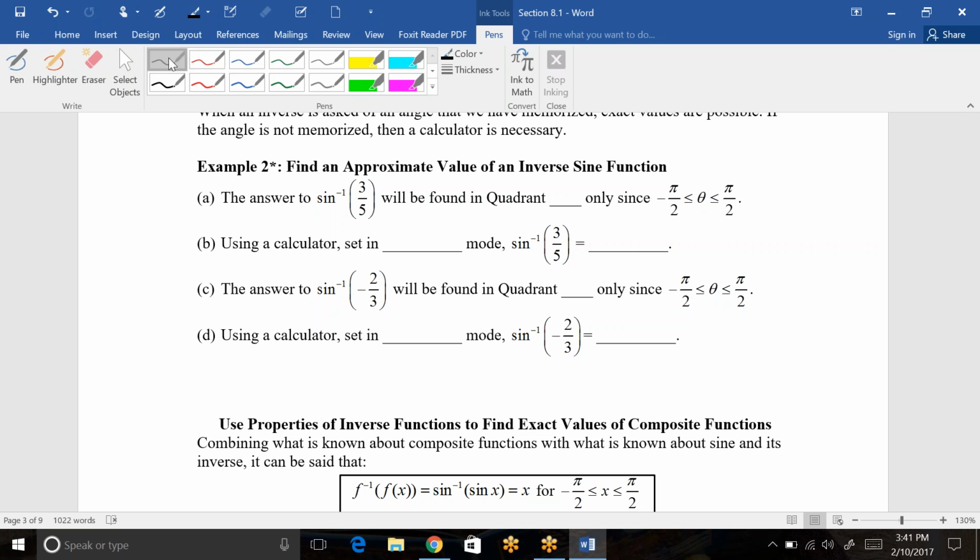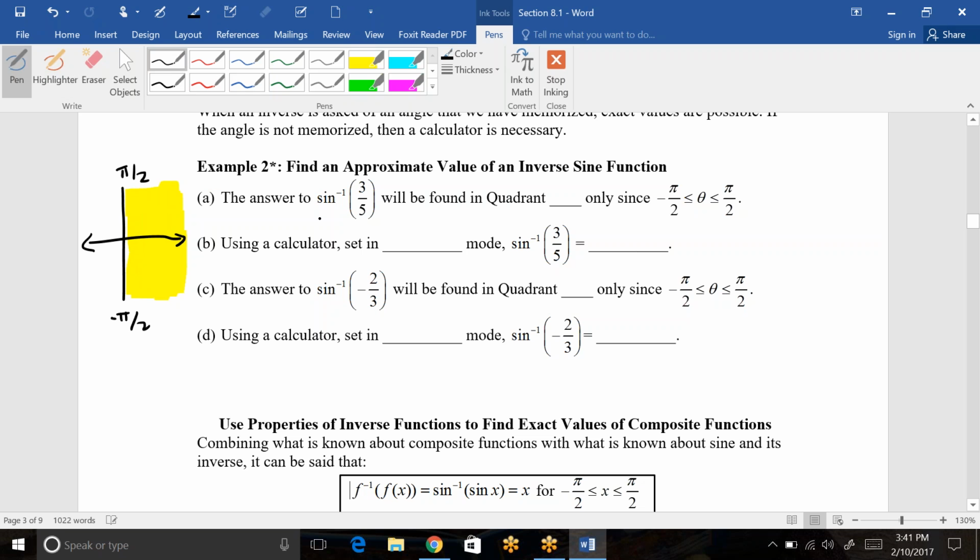Okay, so here's what you have to remember. When you're doing sine inverse, pi over 2 is your max, and negative pi over 2 is down here, since it would be clockwise for negative. This is the region that we're in. So we are over here in either quadrant 1 or quadrant 4. So when dealing with the inverse of sine, these are your two quadrants, okay?